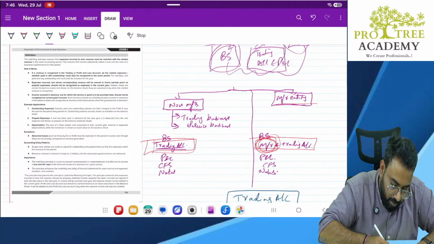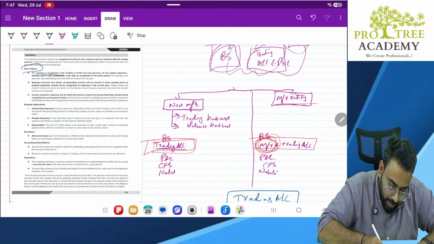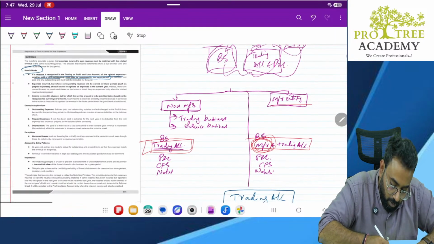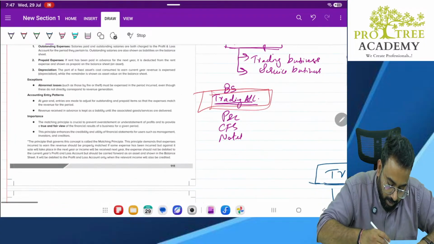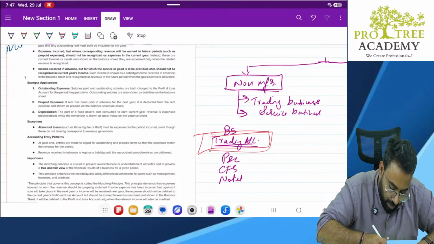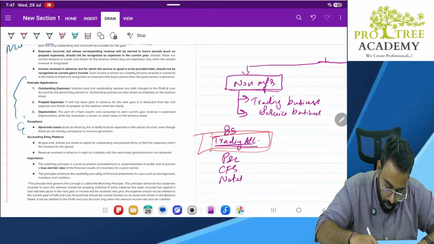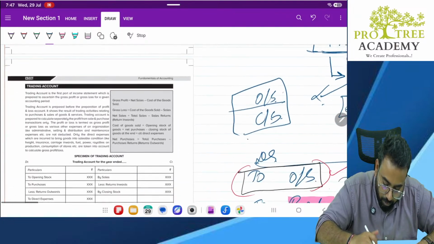Okay, this is already done. Your revenue is recognized in the trading and P&L account. All the related expenses, whether paid or still outstanding, must also be recognized in the same period. This is nothing but your matching concept they are trying to tell you. Expense incurred will be matched with related revenue. Okay. All these things we have done. This part, outstanding, prepaid, abnormal loss, all these things I will discuss going forward.